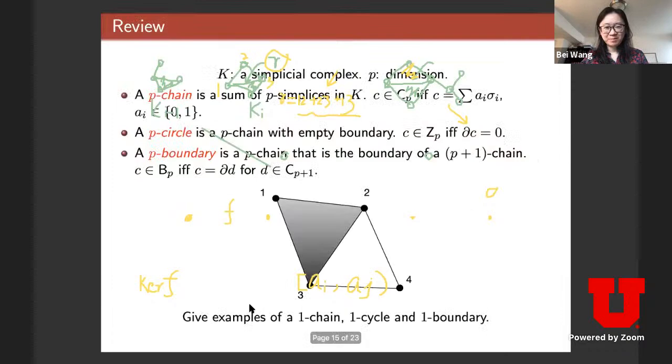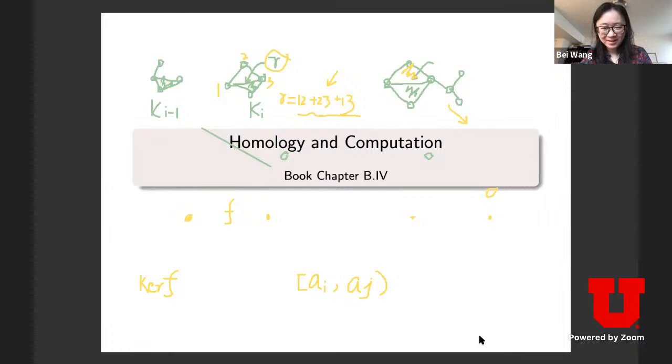I forgot this annotation thing. Just a second, I need to erase it. It's different.